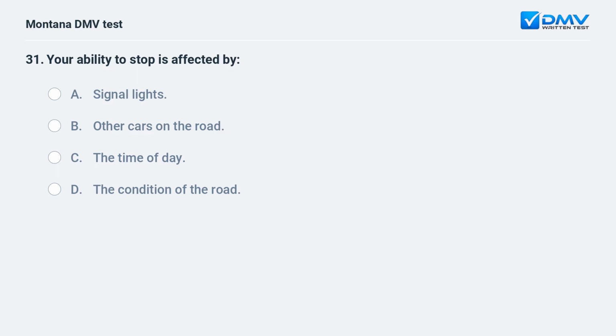Your ability to stop is affected by: A. Signal lights. B. Other cars on the road. C. The time of day. D. The condition of the road.